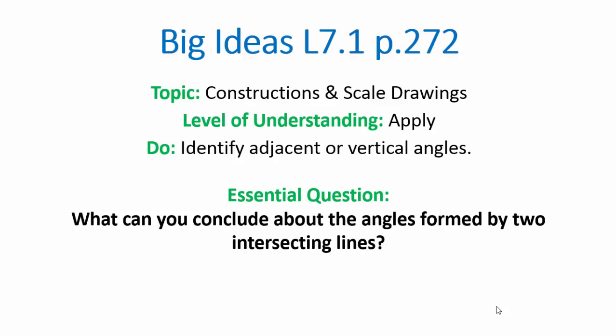We're going to begin with lesson 7.1, pages 272 and 273. So our two videos today will deal with identifying adjacent or vertical angles. Our essential question: what can you conclude about the angles formed by two intersecting lines?